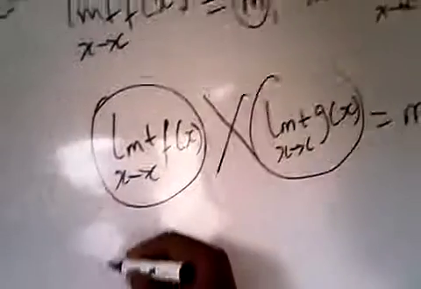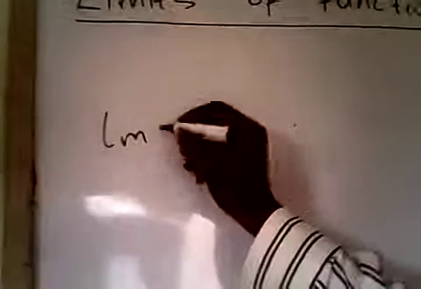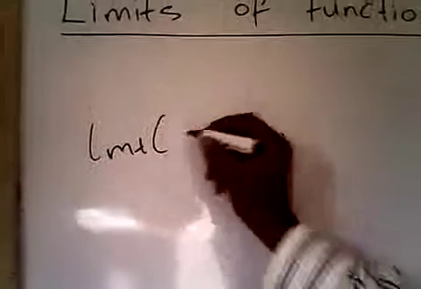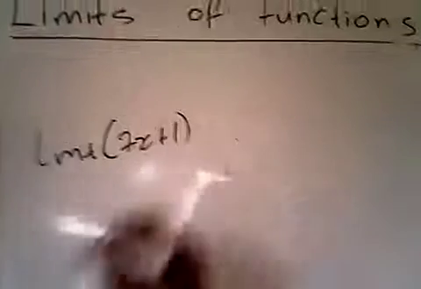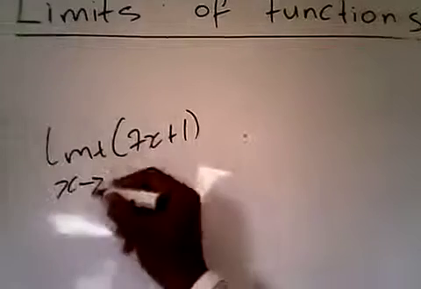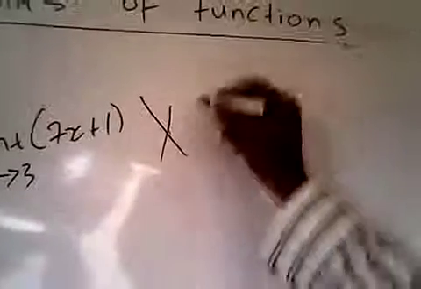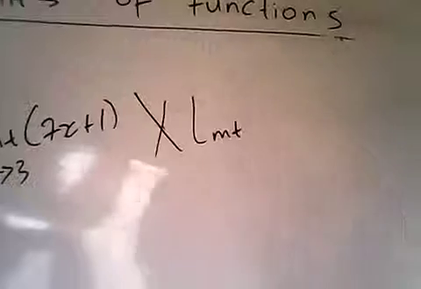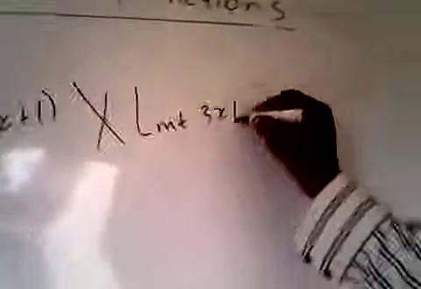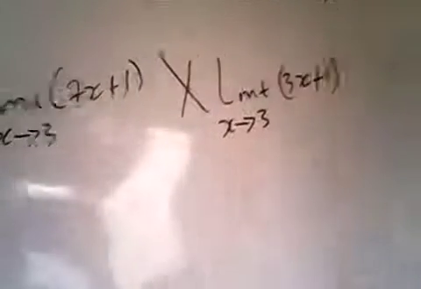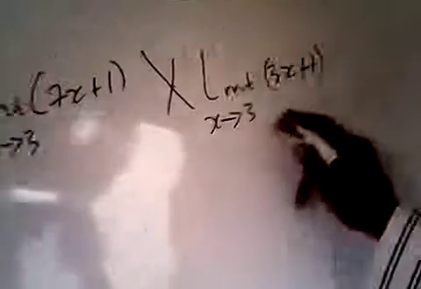That's the rule. Now, let us take one example under that situation. If we have the limit of 7x plus 1 as x tends to 3, multiplied by the limit of 3x plus 1 as x tends to 3, and both tend to 3, we simply find the result here.